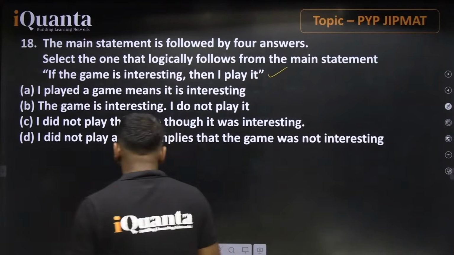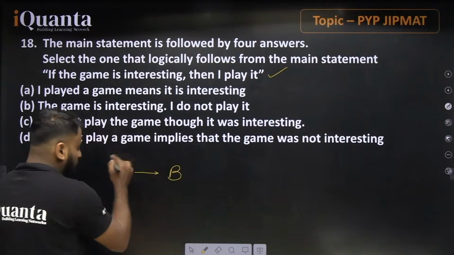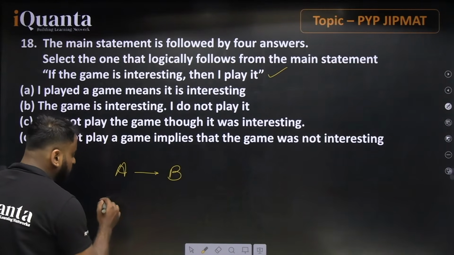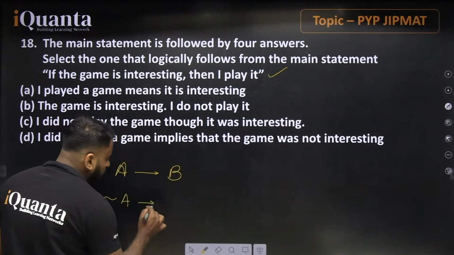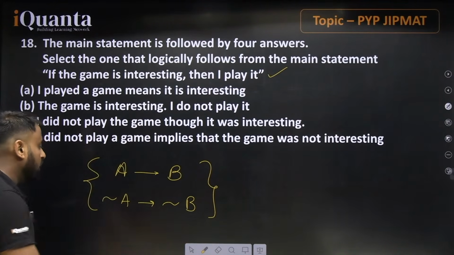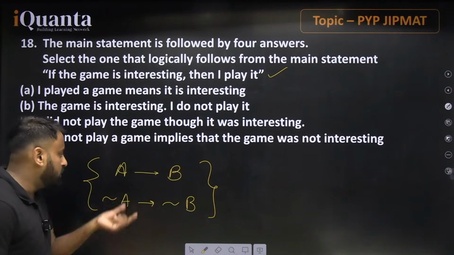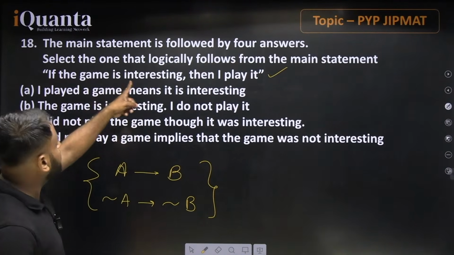Definitely. Always remember, if A occurs, then B occurs, it means that negation will also be there. What does it mean? What do these symbols mean? See, if A occurs, then B also occurs. This is the statement: if the game is interesting, then I play it.